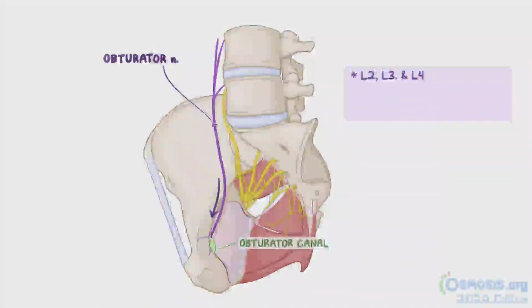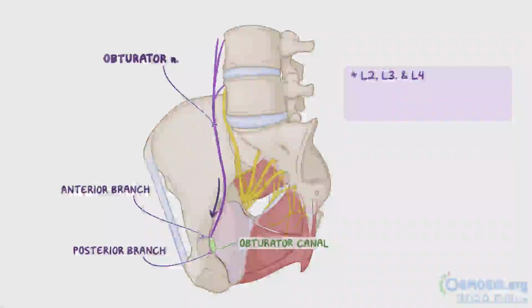After entering the obturator canal, the obturator nerve divides into anterior and posterior branches, which actually don't supply any structures within the pelvis. Instead, these branches enter the thigh and supply the adductor muscles of the medial thigh.